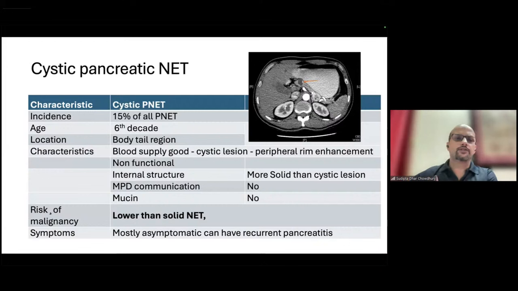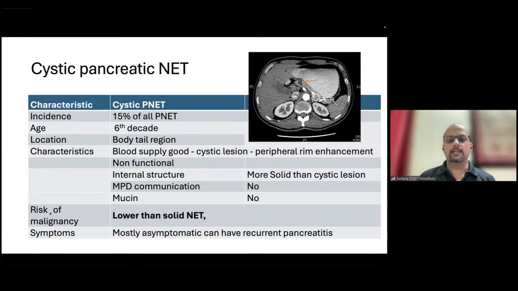The cystic degeneration of solid tumors, predominantly the cystic pancreatic neuroendocrine tumors, makes up almost 15% of all the PNETs that we see. And this usually occurs in the 6th decade, again in the body and tail region of the pancreas. So one interesting thing about cystic pancreatic neuroendocrine tumors is that they have a very good blood supply. And therefore, the most important feature that we look for is the peripheral rim enhancement, as you can see here. So it's a thin rim of enhancement around the cystic lesion, which should raise the concern that we are dealing with a cystic pancreatic neuroendocrine tumor. The internal structure is more solid than cystic, and MPD communication or mucin production does not exist.